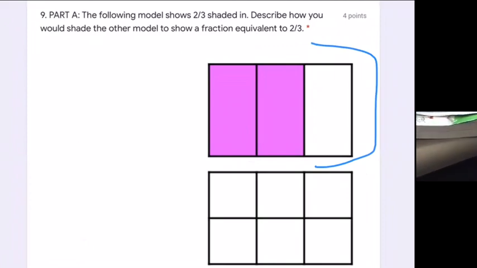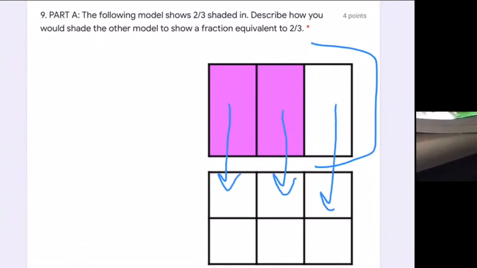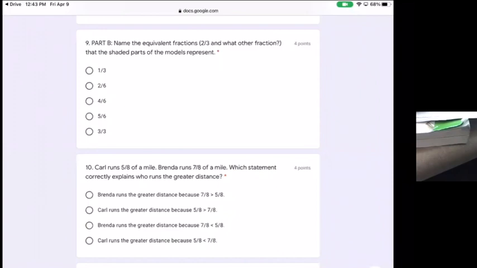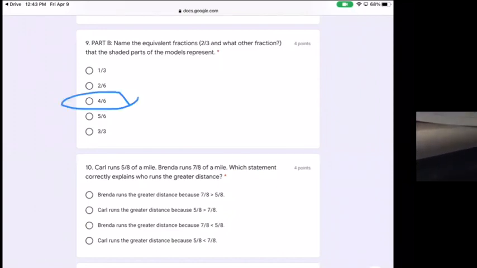Okay, well, if I just bring this color down here and down here and leave this one blank, this one stays blank, but these 2 get colored in, then it would be equal. Name the equivalent fraction. Oh, we already figured out the equivalent fraction was 4/6. Carl, here's B, or I mean 10.